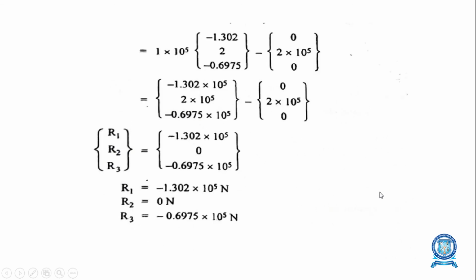So what is finally the R1, R2, R3 value? 1 into 10 to the power 5 of minus 1.302, 2, minus 0.6975, minus vector matrix of 0, 2 into 10 to the power 5, 0. Now we are going to subtract these values. So finally we got the R1, R2, R3 value is equal to minus 1.302 into 10 to the power 5, 0, minus 0.6975 into 10 to the power 5. So the final values: R1 is minus 1.302 into 10 to the power 5 Newton, R2 is equal to 0 Newton, and R3 is equal to minus 0.6975 into 10 to the power 5 Newton.